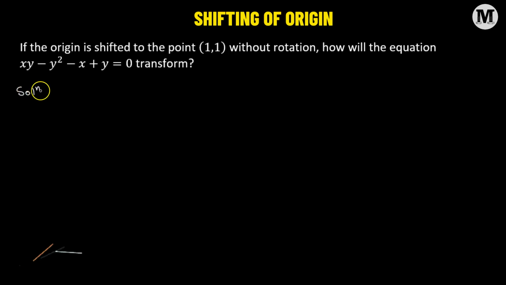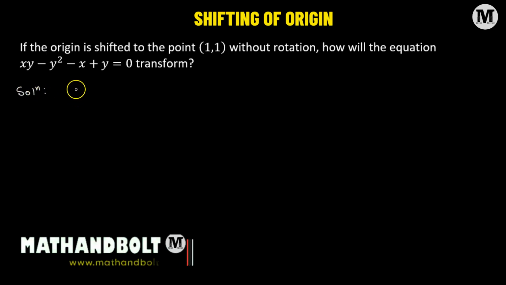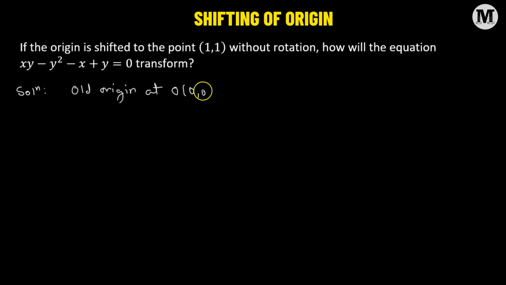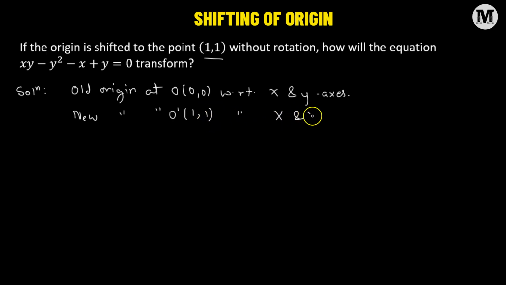So we have the initial origin, or you can say the old origin, at O, let's say at (0, 0) with respect to the x and y axes. Then we're going to shift the origin to this point (1, 1), such that we have the new origin at O prime with coordinates (1, 1), and this is going to be with respect to the new axes x and y.